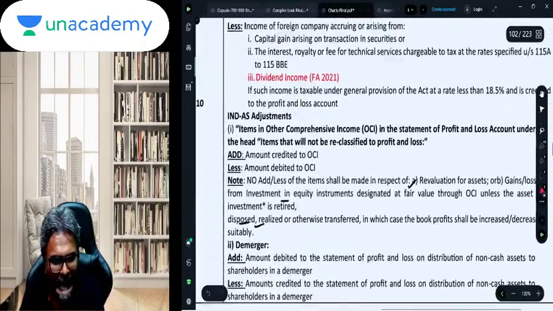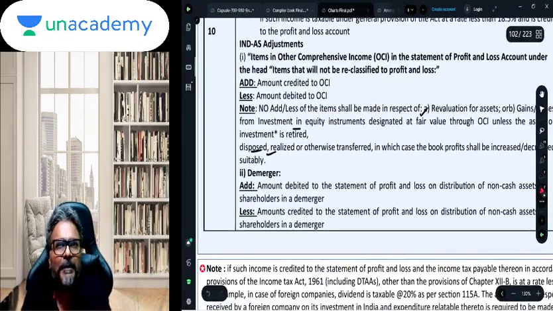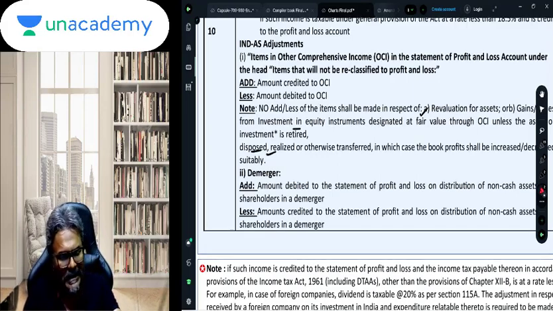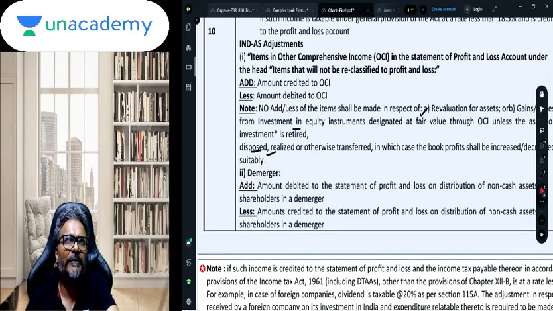Now comes the Ind AS adjustment, students. Now let's have a look towards the Ind AS adjustment. This is an important one. Now, students, as we all are aware, what happens so far as the Ind AS adjustments are concerned. So in the context of an Ind AS adjustment, students, I think all of you are aware of it.